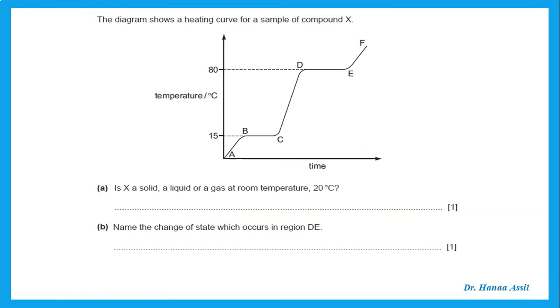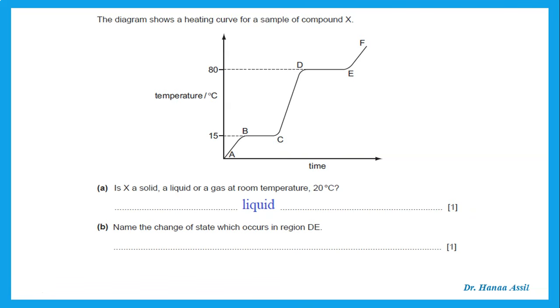The diagram shows a heating curve. Is X solid, liquid, or gas at room temperature? Where is room temperature? Room temperature is 20, so 20 is between 15 and 80. Remember that this graph says that 15 is the melting point, 80 is the boiling point, so at 20 it has already melted, it is a liquid.